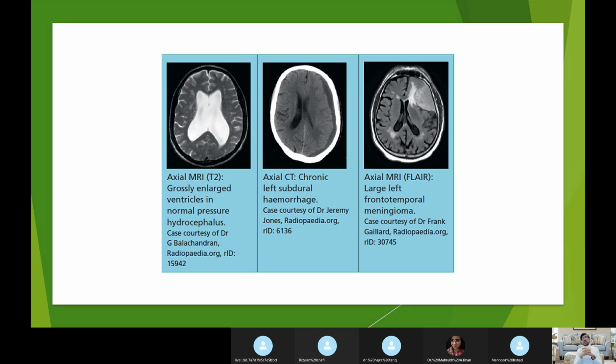Like here, axial CT, chronic left subdural hemorrhage. So if you can see the middle slide, the whitish area around is the bone, and the black area on one side is the hematoma with compression effect on the third ventricle, so lateral ventricles. So the ventricle on one side is compressed and it is visible there.